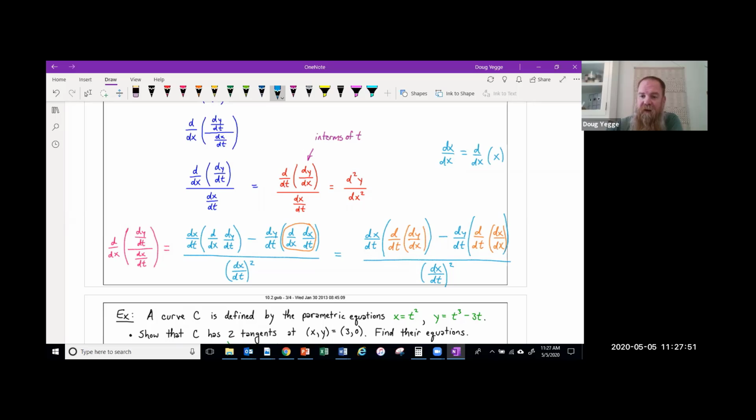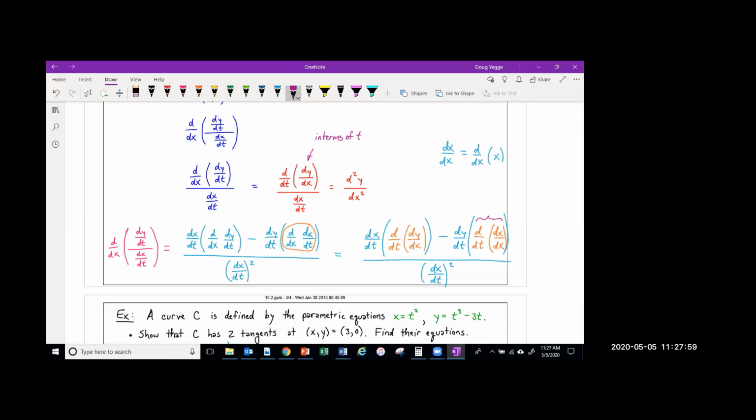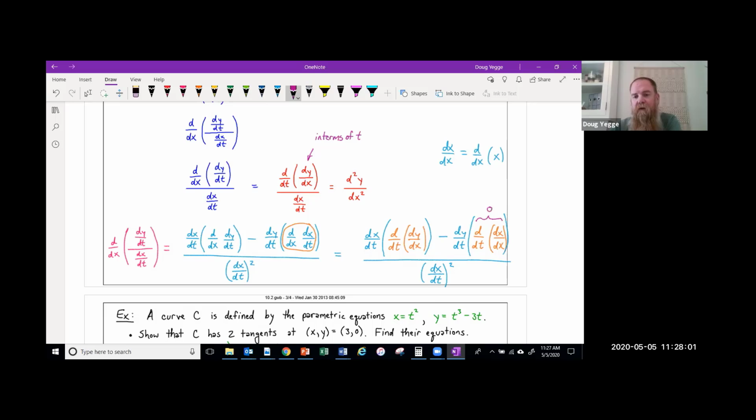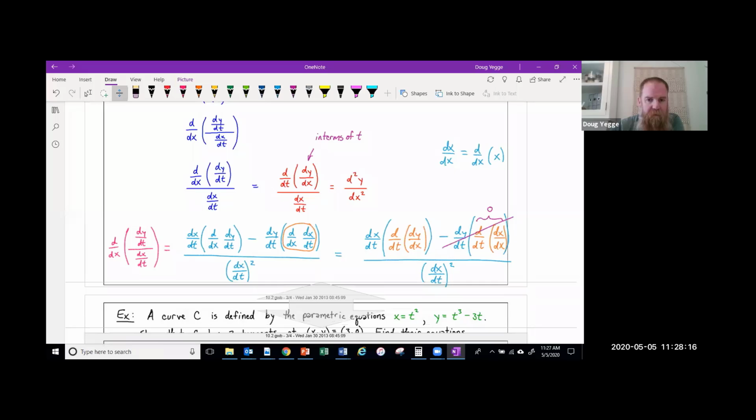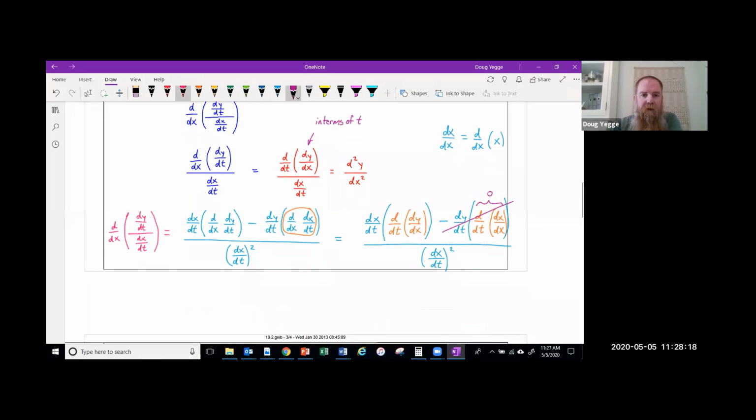So what is d/dt of 1? 0. So doesn't that whole piece go to 0? Which means this entire piece goes to 0? Which means that if that whole quantity went to 0, now all I'm left with is this.